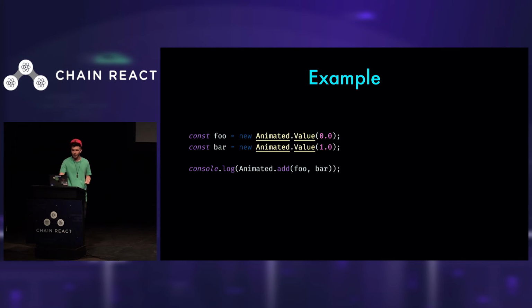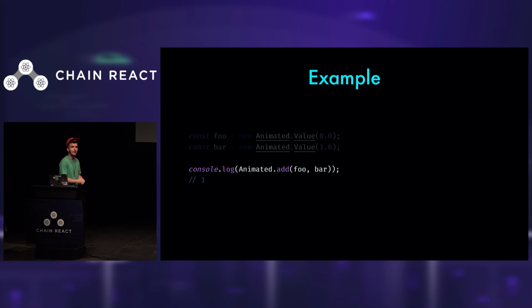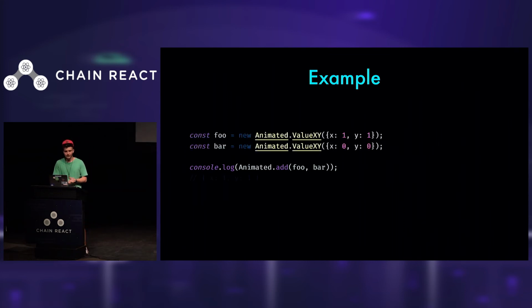Yeah, it's going to be 1, right? This is simplified, but eventually this is 1. So another example. We got two vectors, okay? One is a vector with 1 and 1 coordinates. The other one has 0 and 0 coordinates. Do you know what the result of this operation will be?